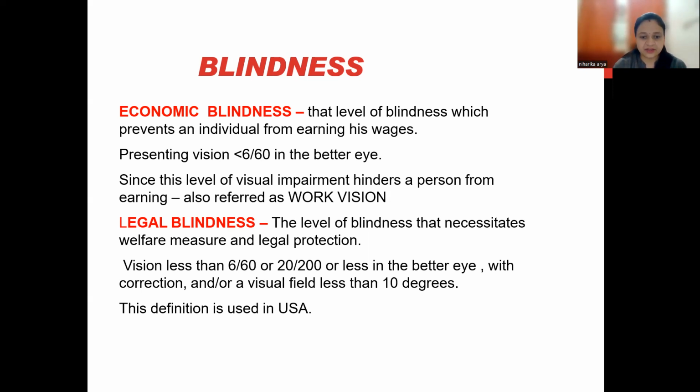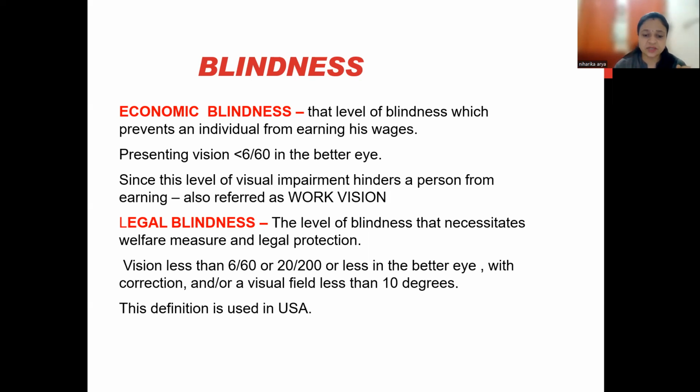Second is legal blindness, the level of blindness that necessitates welfare measures and legal protections. Vision less than 6/60 in the better eye with correction, or a visual field less than 10 degrees, is known as legal blindness.